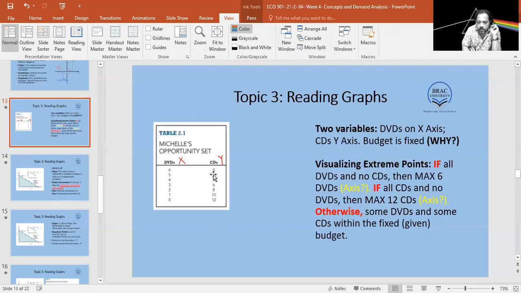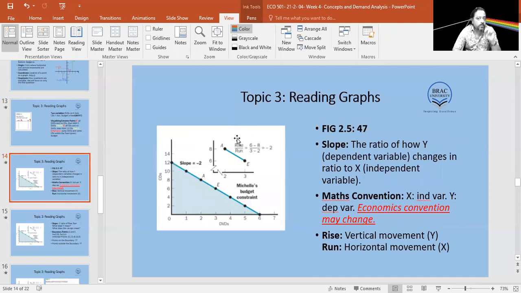If we sacrifice one DVD over here, we get 2 CDs. If we sacrifice another DVD, we get another 2 CDs. If we sacrifice another DVD, we get another 2 CDs. So the ratio of exchange between DVDs and CDs, or more generally between X and Y, is 2:1. How did we know that? Graphically, when we're looking at a ratio, we're looking at a ratio between the horizontal movement and the vertical movement.